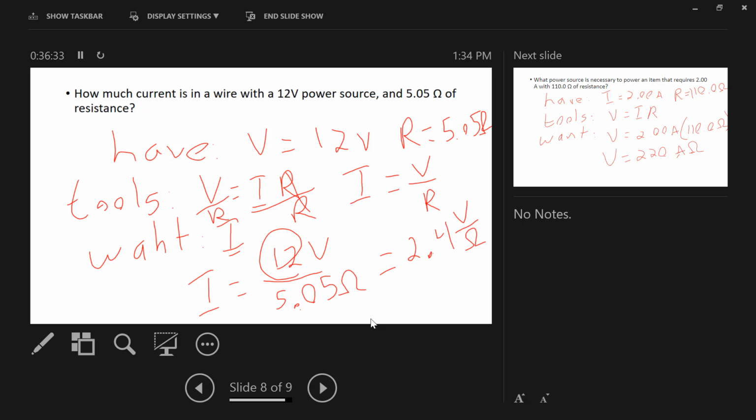Well, we have this tool that says our voltage is equal to our current times our resistance. V equals IR. V equals I times R. Right? That was a tool we saw on our second slide. What do we want? We want the current.